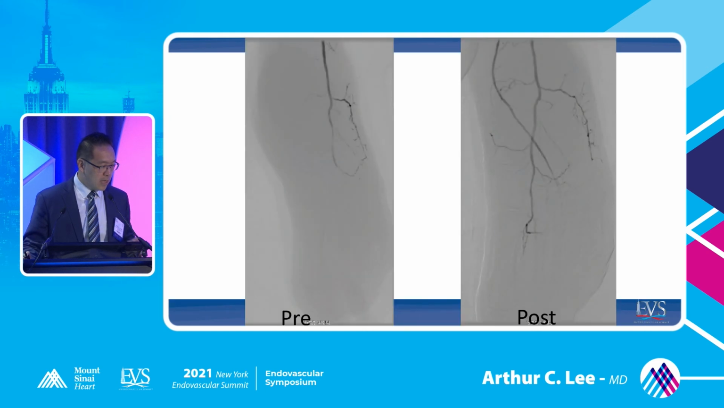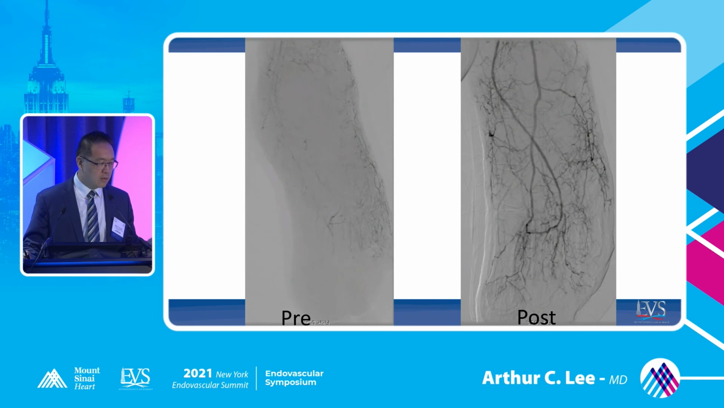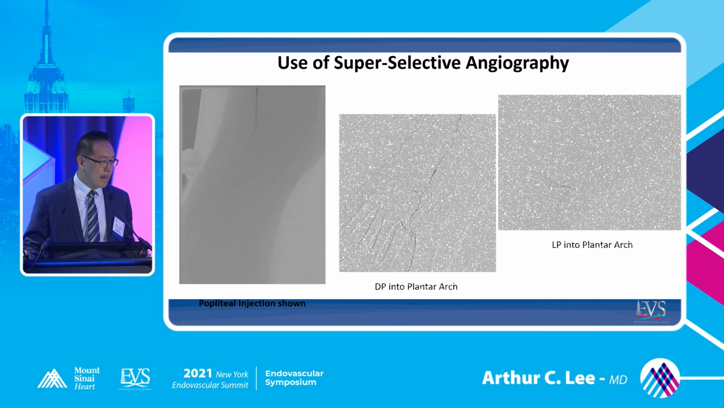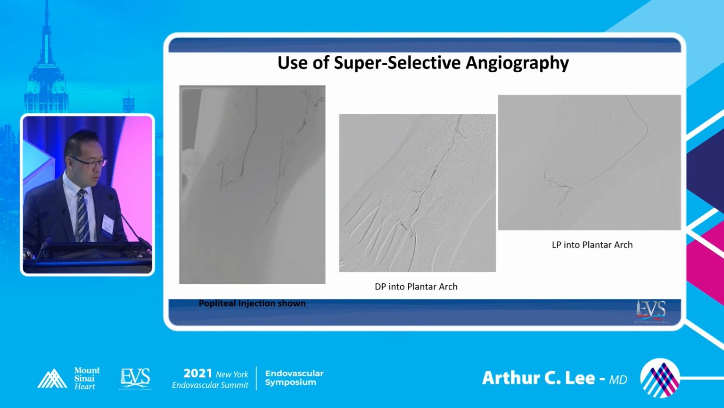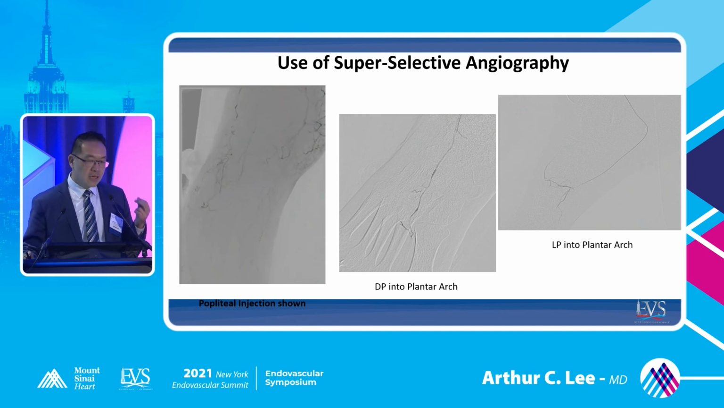Since this is more anatomy, I just want to show you the before and after. Good to see the digital branch is still there. Also, what's really important, and this is adding on to Dr. Jenkins' lectures, is super selective angiography, so not just a popliteal injection. The left side is from a popliteal injection. But if you get an 018 support catheter down into the dorsalis pedis or into the common plantar or lateral plantar vessel, you can inject through that.